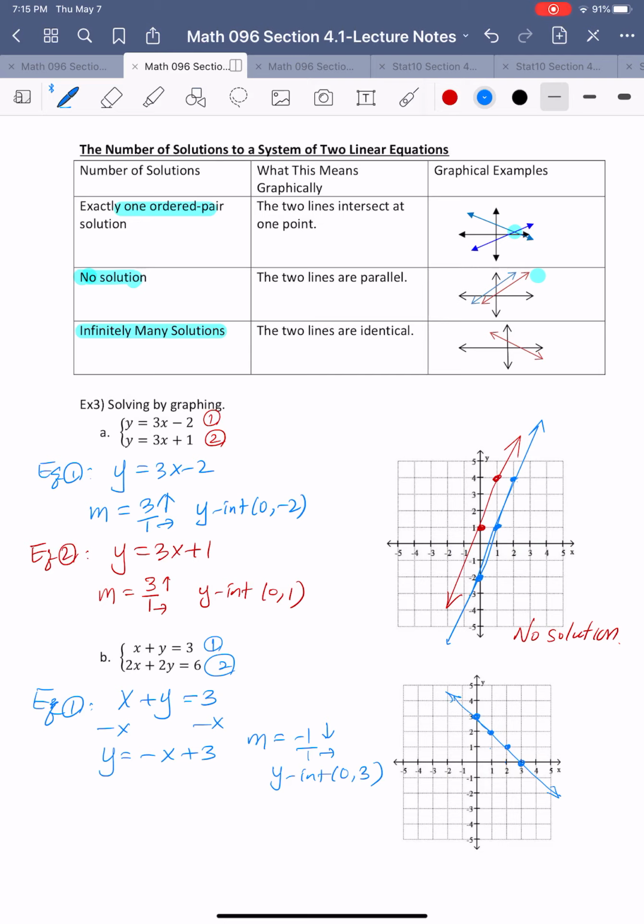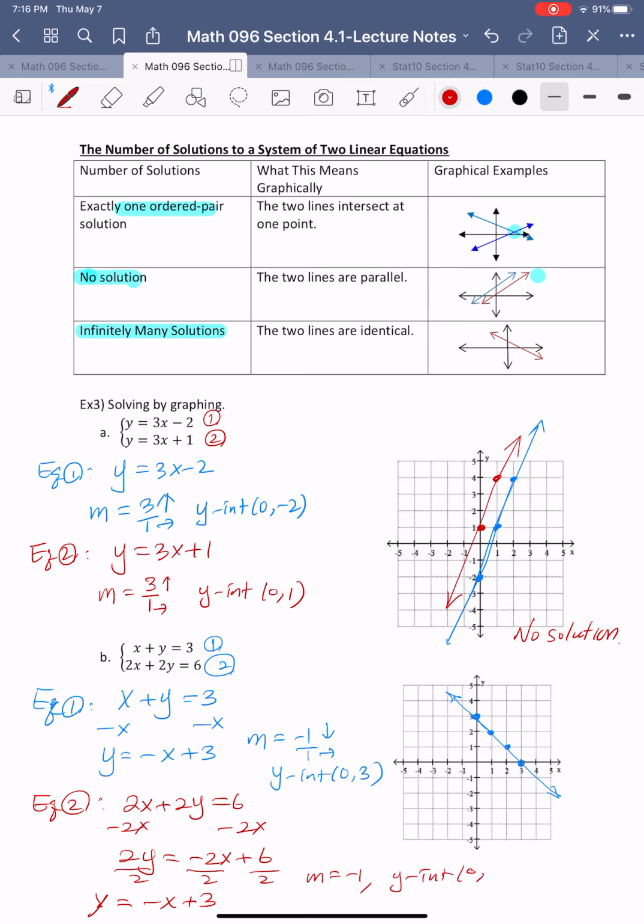Okay. And then red color, equation 2, which is 2x plus 2y equals 6. So for y, subtract 2x from both sides. 2y equals negative 2x plus 6, and divide by 2. I got y equals negative x plus 3. Okay, so the slope is negative 1, which is over 1, and the y-intercept is 0 and 3. So starting from the 0, 3, down 1, right 1, right? Yeah, so you get the same line.